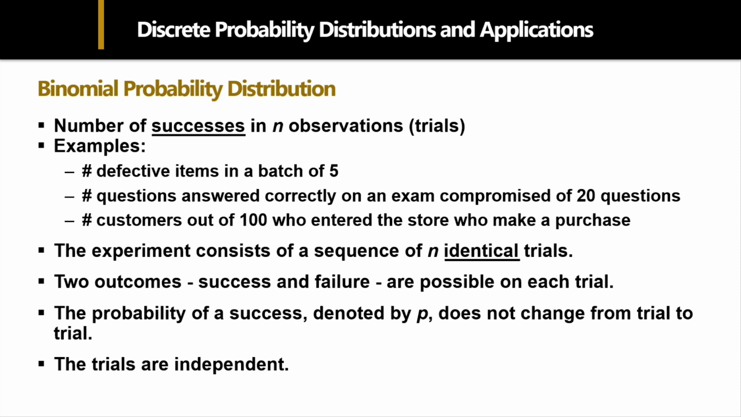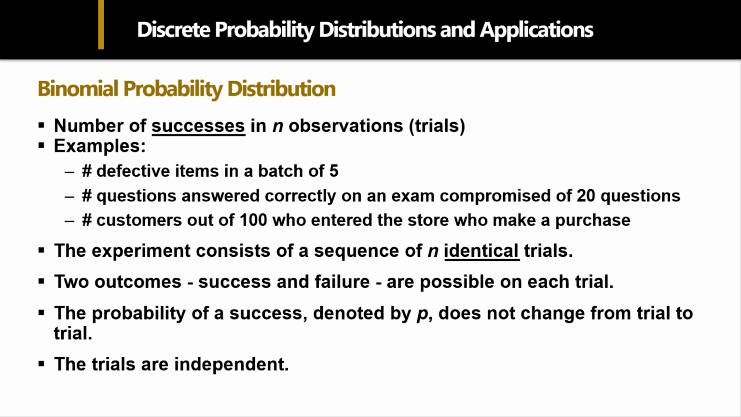For example, if you test a batch of 5 products that come off a manufacturing line, then the number of defective items there is a binomial distribution. Or if all of the questions are independent for a 20-question quiz or test, then the number of questions answered correctly is a binomial distribution. Of the last 100 people to come into the store, the number that made a purchase is also a binomial distribution.